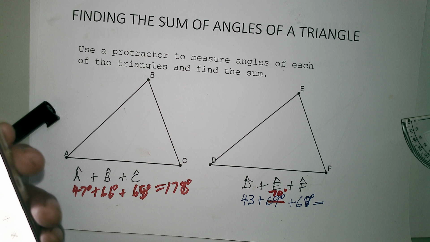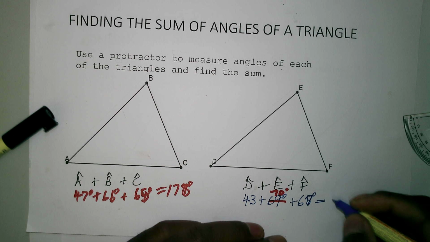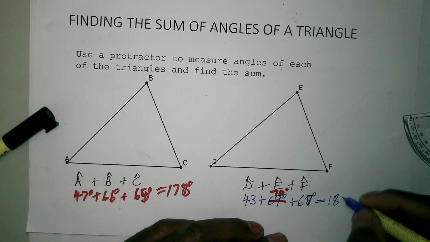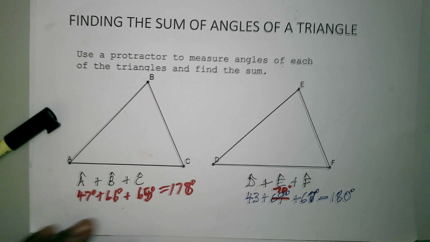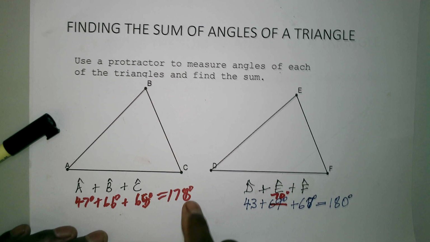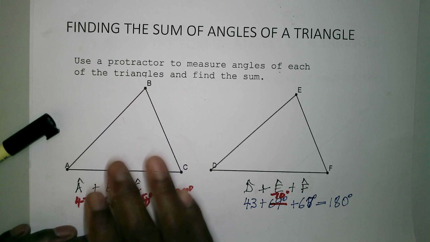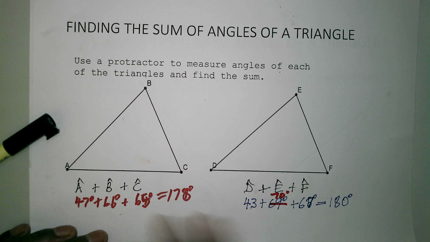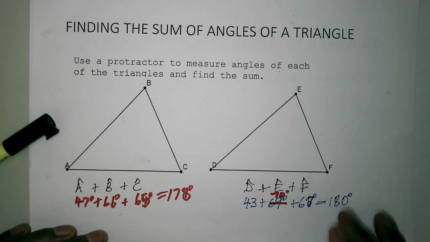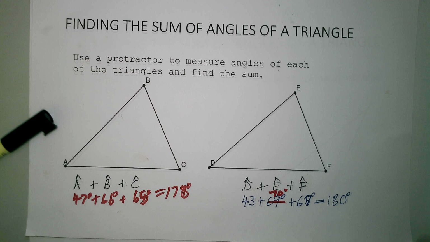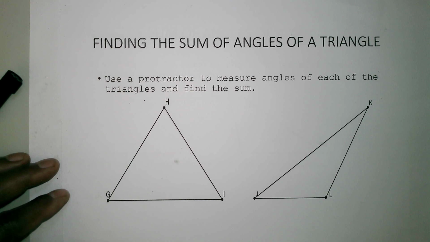So you can see in the first triangle we got 178. That all depends on the accuracy of measurement. On this one we got 180. So here and there you find that we get 178, 179. So let's continue.